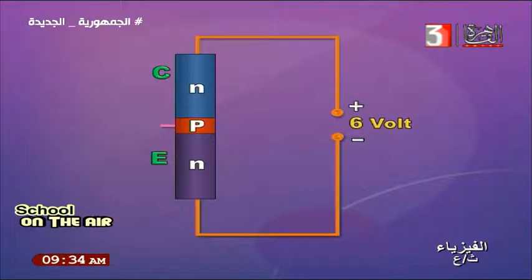In front of you here, we are talking about an NPN transistor, and it's connected to the positive terminal of a 6-volt battery. The emitter is connected to the negative terminal. Will you please pay attention to the junction between collector and base. Let's take it one by one. The collector is N-type. It is connected to the positive terminal, so it is reverse biased.